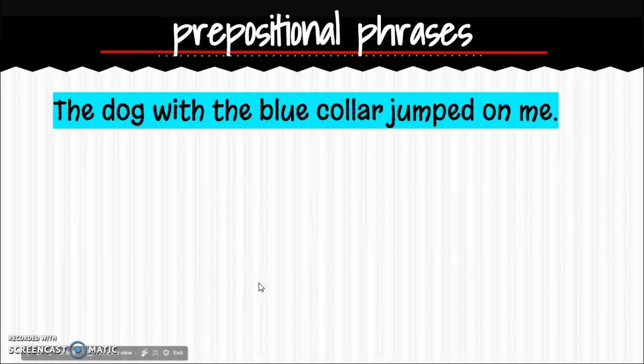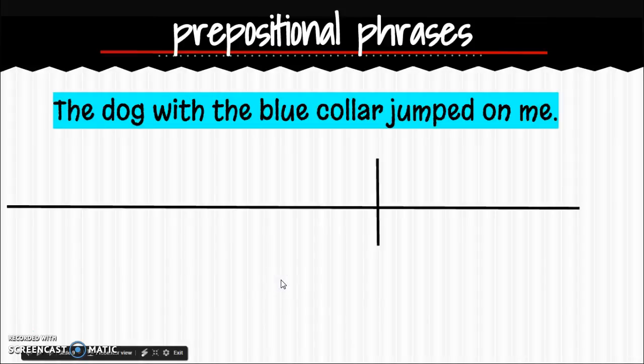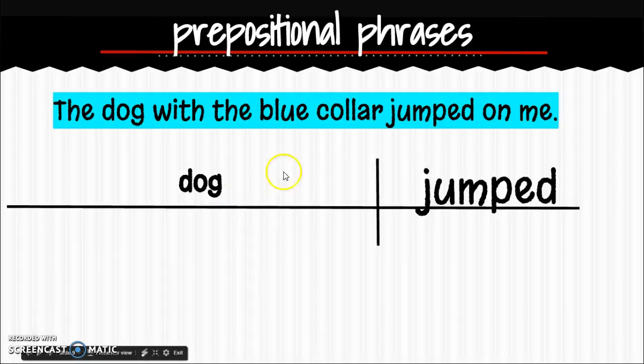So in my sentence, I have one prepositional phrase that's going to be used as an adjective and one that's going to be used as an adverb. We're going to start the same way though. We're going to start with, what do we know? Our subject and our verb. Who is my sentence about? It's about a dog. What did the dog do? The dog jumped. There's my verb. So I've got my subject and my verb.